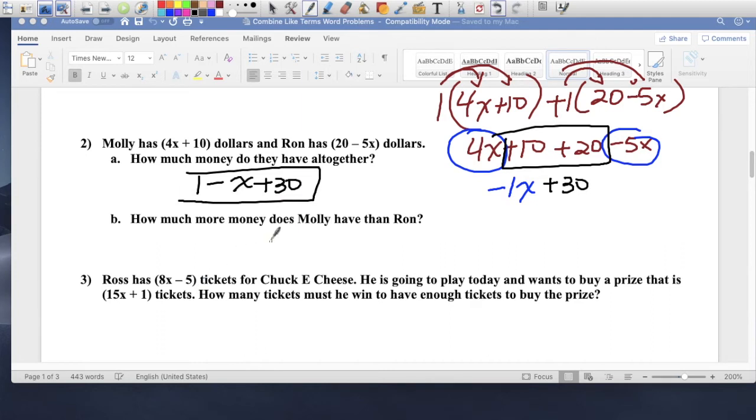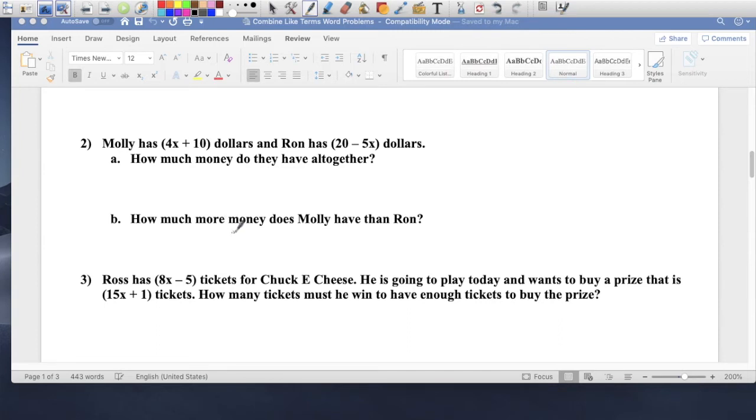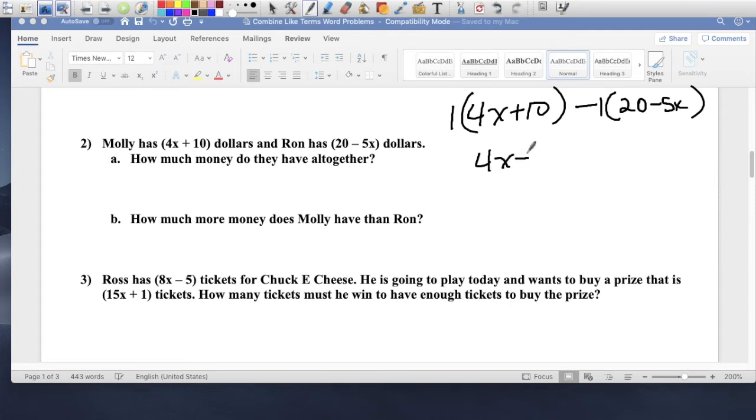Alright. Now, how much more money does Molly have than Ron? We're going to have to do subtraction, right? So I'll bring it over here: 4x plus 10 minus, this is what Molly has, subtract what Ron has, and then, well, let's do parentheses, right? Put a 1 over here. There's 4x plus 10 here. This one's a little bit different, right? Because negative 1 times positive gives me negative 20. Negative times a negative is going to be a positive 5x.